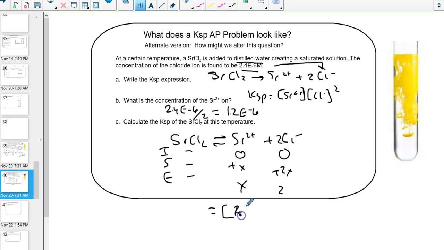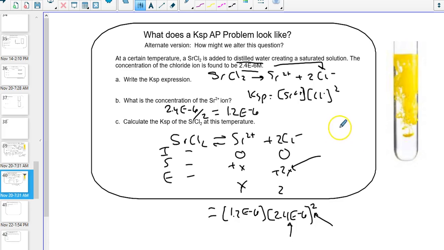1.2. Let's erase that. Alright. Equals 1.2 e to the negative 6th. 2.4 e to the negative 6th. Now, here's the part that really messes with people. I'm going to double the concentration. Perfect. And I'm going to square it, because that's part of the algorithm. The algorithm is not going to change.